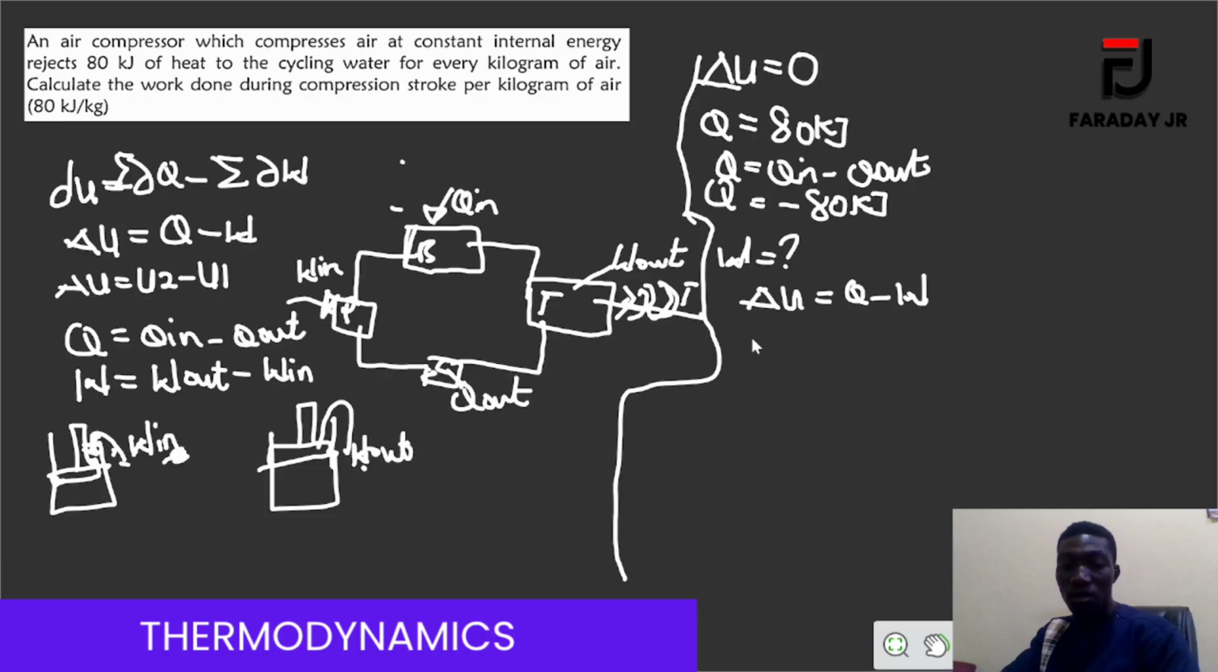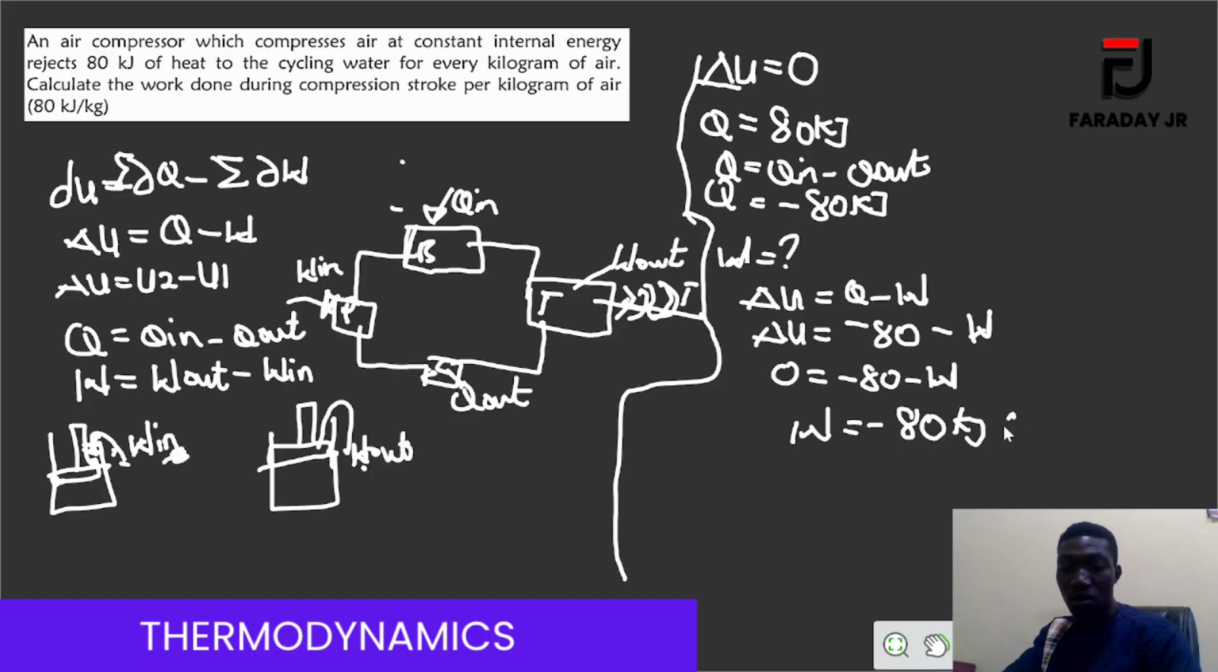So we know that from this we have our change in U equal to Q minus W. What is our Q? We know that our Q is equal to negative 80, and minus W. Our W is the one you're supposed to find. So we know that our change in U is 0, equal to negative 80 minus W. Now you can see that we can bring our work here. We have our work equal to negative 80 kilojoules.